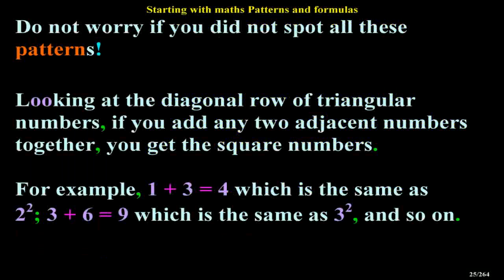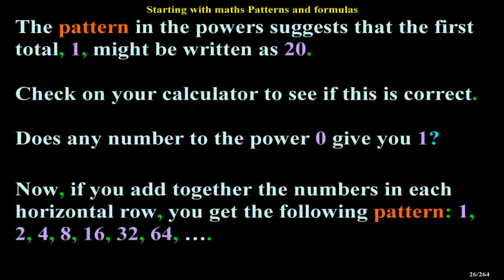Looking at the diagonal row of triangular numbers, if you add any two adjacent numbers together, you get the square numbers. For example, 1 plus 3 equals 4, which is the same as 2². 3 plus 6 equals 9, which is the same as 3², and so on. The pattern in the powers suggests that the first total, 1, might be written as 2⁰. Check on your calculator to see if this is correct. Does any number to the power 0 give you 1?